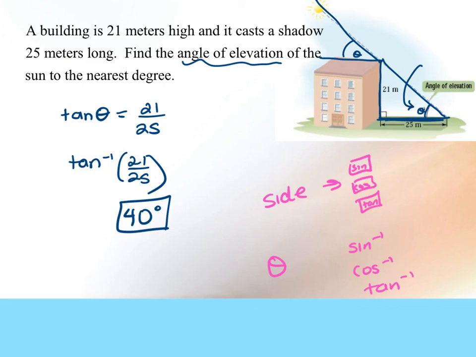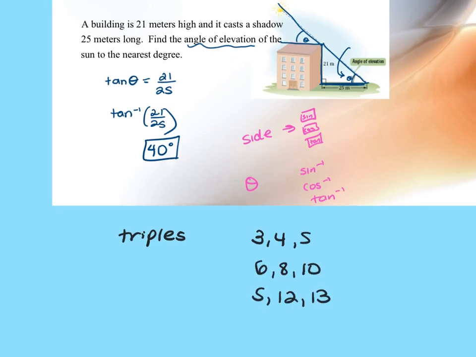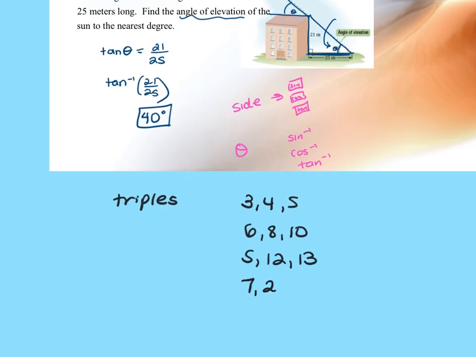The only other thing I'll review with you is there are some triples that you're going to see. Pythagorean triples are three numbers that always work together to form a right triangle. Those are 3, 4, 5; 6, 8, 10; these are the most common ones. 5, 12, 13; 7, 24, 25. There are more than this, but these are probably the most common.